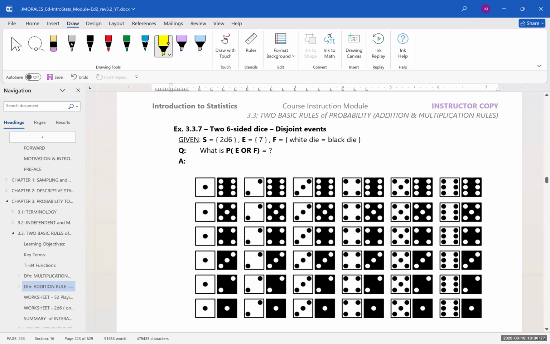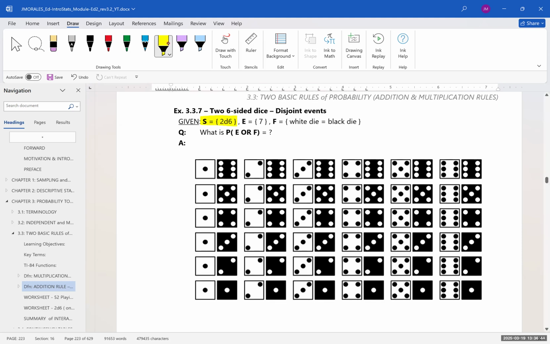All right, so let's look at our first example here. We're looking at a sample space of two six-sided dice. So our sample space is going to be two six-sided dice. And what you see here is every combination of two six-sided dice. You can see I've got snake eyes here and two sixes up here. So an outcome of 2 down in the bottom, an outcome of 12 there at the top.